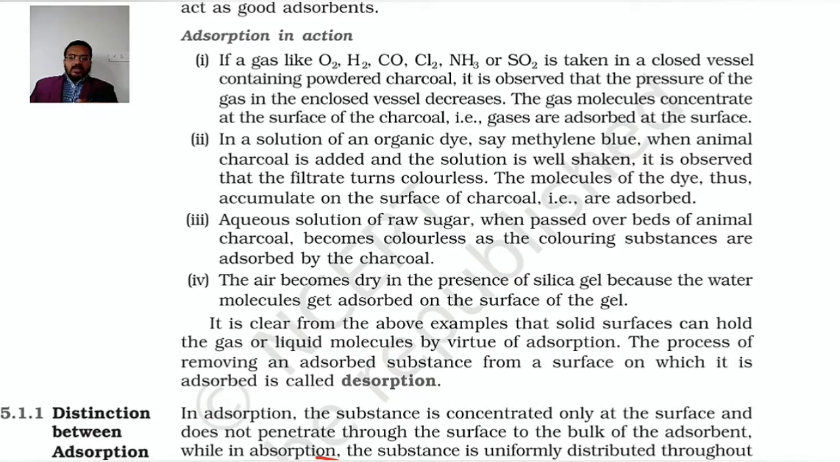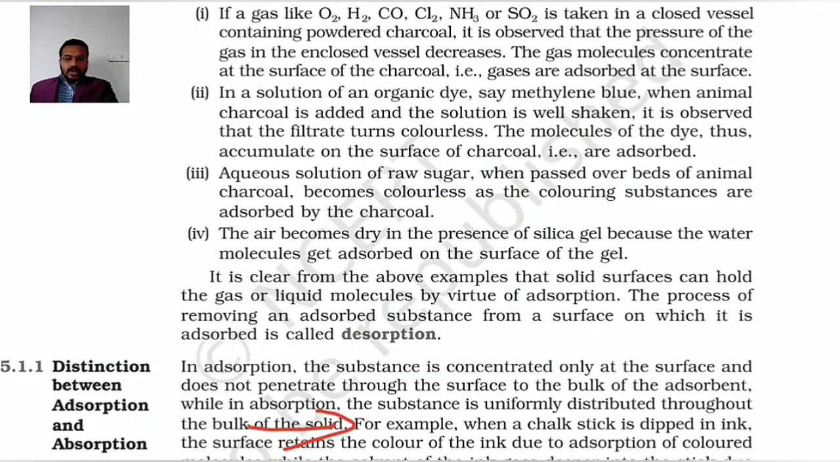Okay, these are the four examples. One more point is there. What is desorption? Please read the definition. It is clear from the above examples that a solid surface can hold gas or liquid molecules by virtue of adsorption. The process of removing the adsorbed substance from the surface on which it is adsorbed is called desorption.